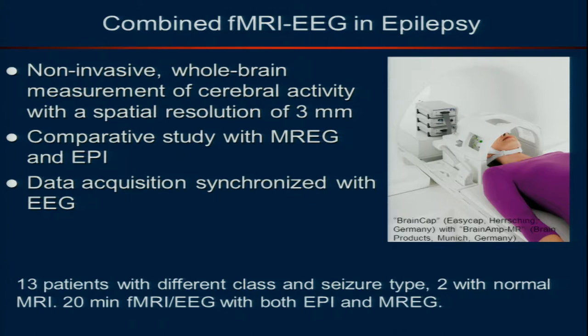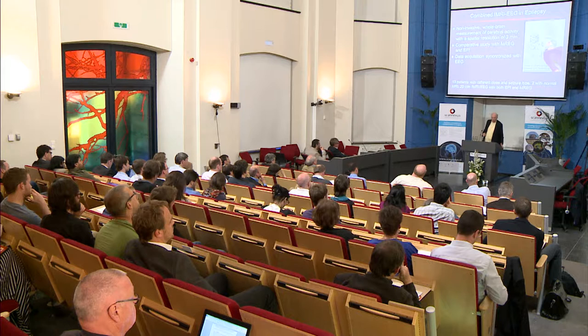If we start off with the combined MREG and EEG, we have for some time now done a couple of studies with our epilepsy department. They are one of the epilepsy centers in Germany, and what the patients typically get prior to surgery is a very invasive procedure. They get cortical electrodes implanted to track down the location of spikes over several weeks in order to plan a surgery. And we were thinking that maybe we can at least, in some of these patients, spare them from this very invasive procedure by looking at whether we can detect spikes with MREG.